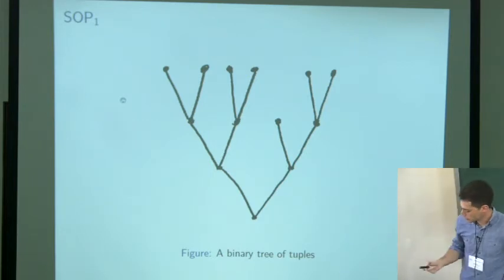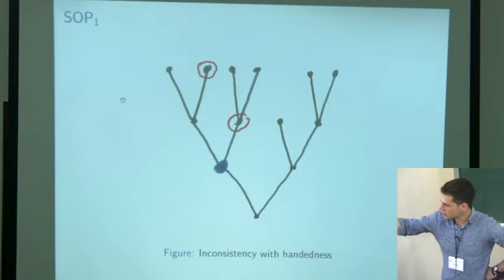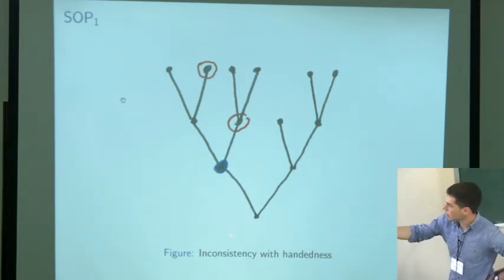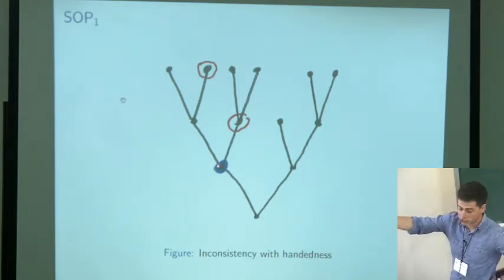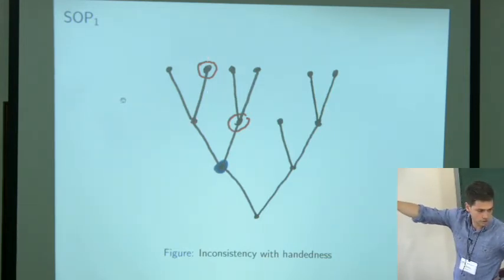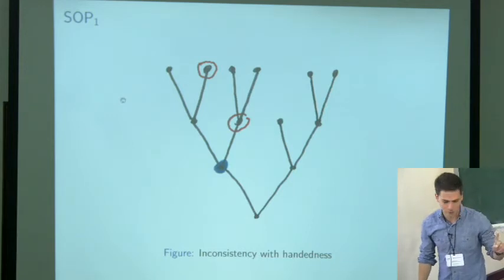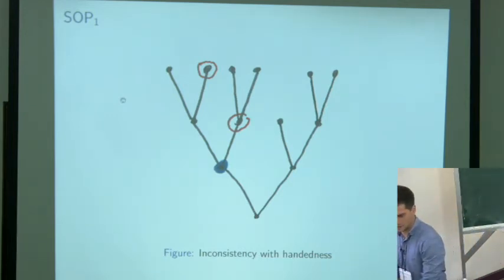OK, so you start with a binary tree of tuples. Paths are consistent. And this is an instance of this inconsistency with handedness. So I look at these two nodes. Here's their meet. If this is eta, it extends the meet to the 0 and then goes somewhere else. This one extends the meet by 1 to the right. OK, this is inconsistent, just by 1, if you take any two incomparable nodes.